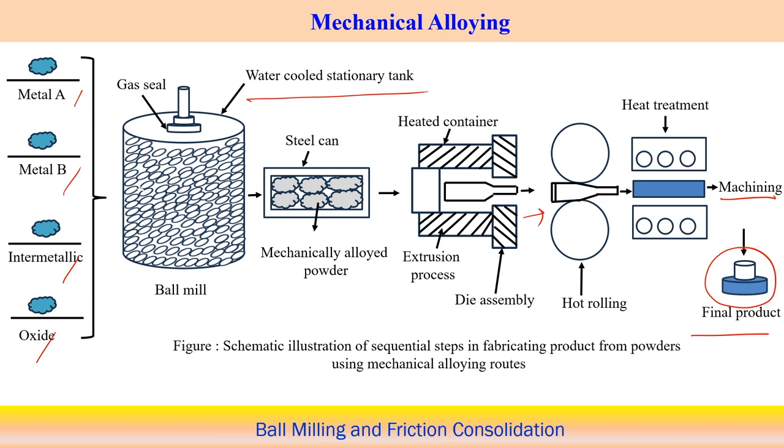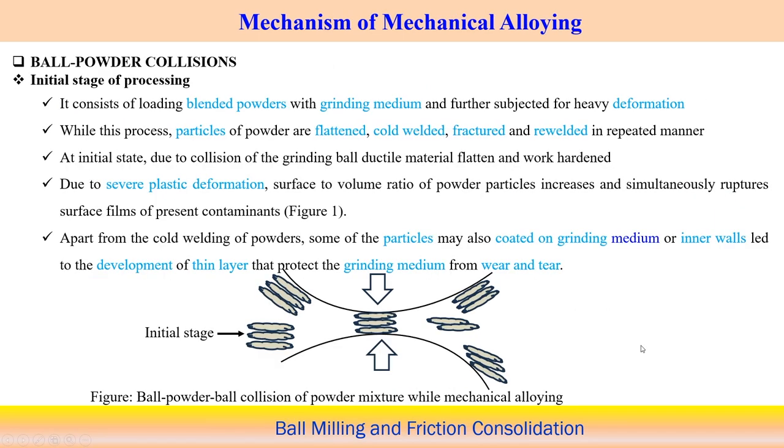And once heat treatment is done, we directly move to the machining operation, and we can reach the final product. So this can be one single sequential step: fabricating the product starting from the powder using the mechanical alloying route in this particular process.